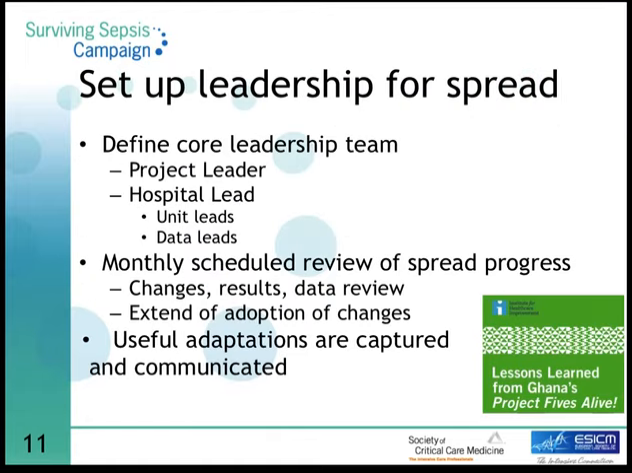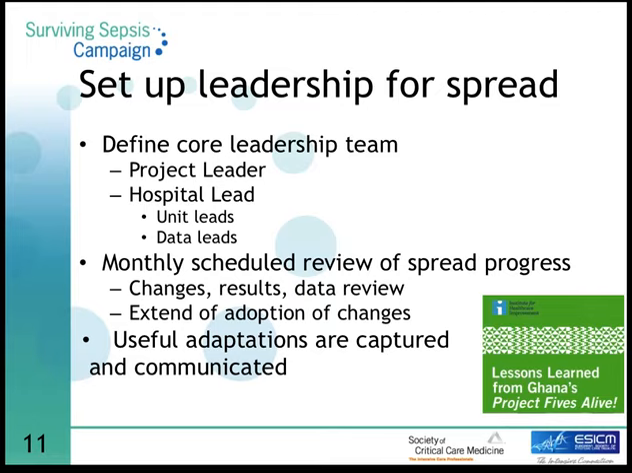So there's setup that's required for leadership for spread, and that setup means, who is my core leadership team? Do I have a designated project leader who is responsible for this spread project? Do I have a hospital leader responsible for spread? And then at each unit, is there a responsible person on each med-surg unit who knows that part of their job is to implement the changes that are required to reduce mortality due to early identification and response to sepsis?